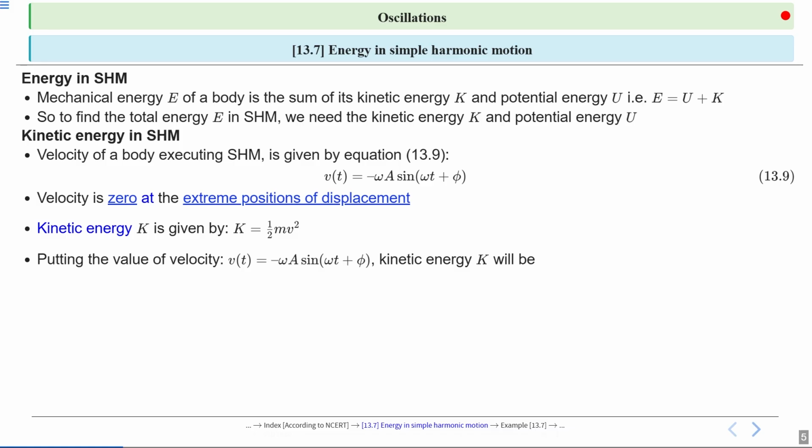Now let's substitute the velocity from the equation v of t is equal to minus omega a sine omega t plus phi. Kinetic energy K will be K is equal to 1 by 2 m omega square a square sine square omega t plus phi. This shows that kinetic energy in SHM varies with time, reaching its maximum when the object passes through the equilibrium position and dropping to 0 at the extremes.